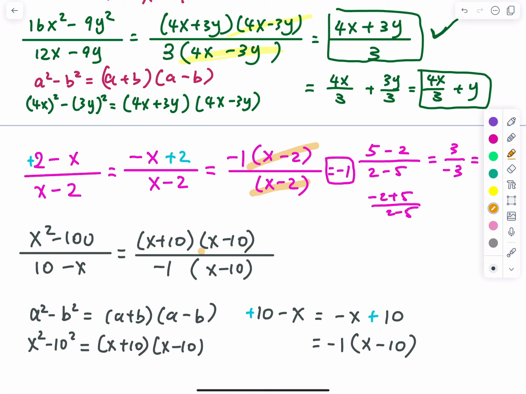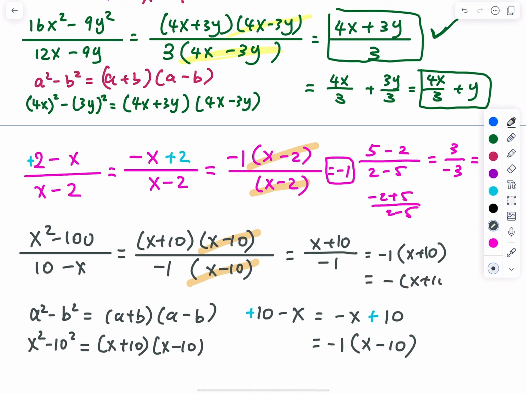Okay, so I can get rid of this, get rid of that, and then what do we have? We have (x plus 10) divided by negative 1. Divided by negative 1 is the same thing as multiplying by negative 1, right? 10 times negative 1 is negative 10, right? It is the same thing to write it like that. This is perfectly fine, or some people just keep it like this. I agree with that. This is absolutely fine.